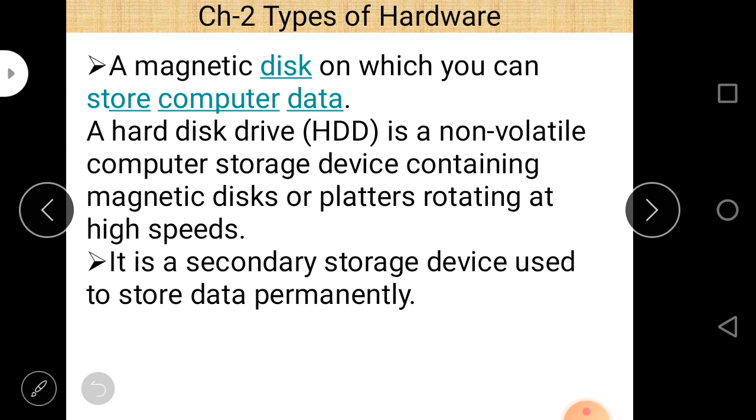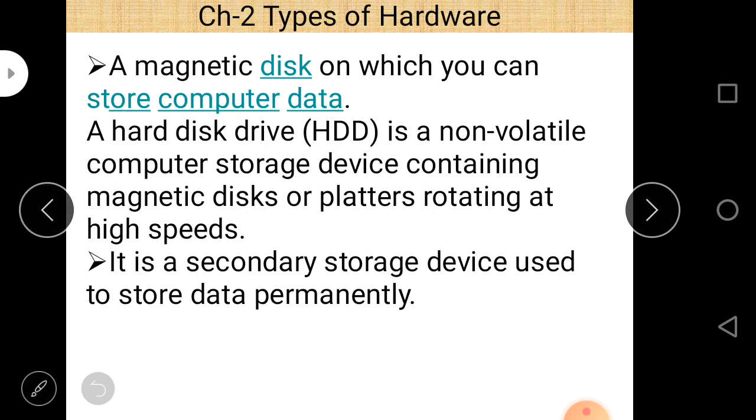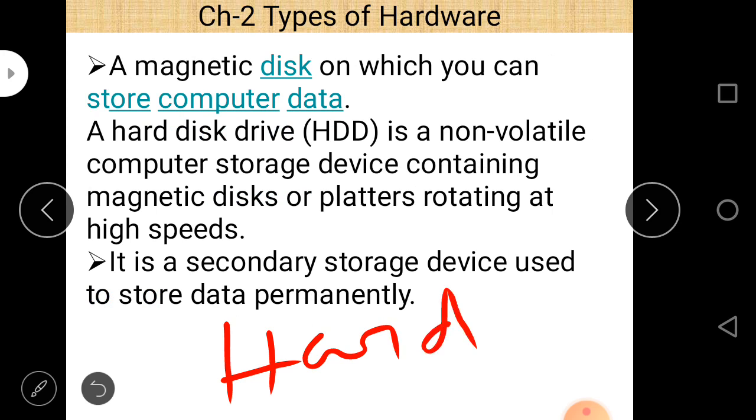A hard disk, or hard disk drive (HDD), is a non-volatile computer storage device containing a magnetic disk or platters rotating at high speed. It is a secondary storage device used to store data permanently. So this is about hard disk. One of the most common and popular secondary storage devices in the category of magnetic disk is a hard disk. So write the heading at the top of this topic: hard disk.